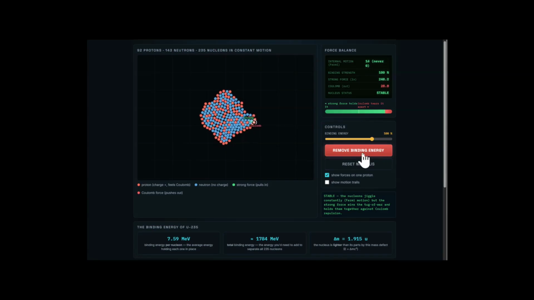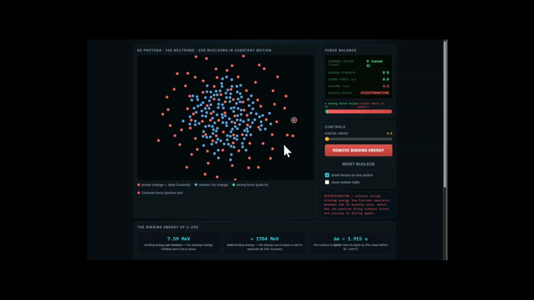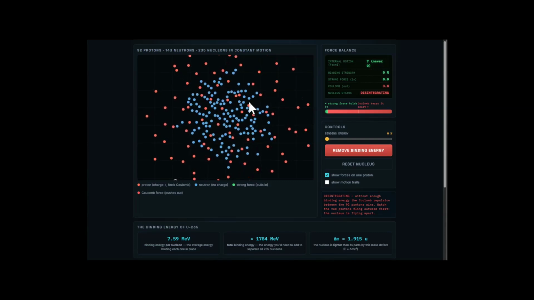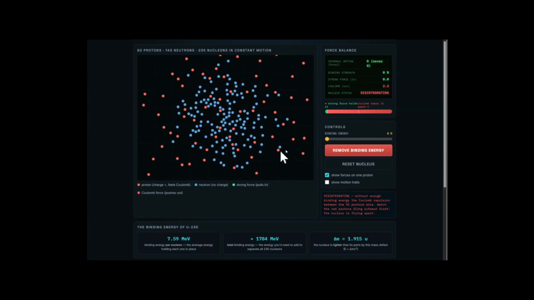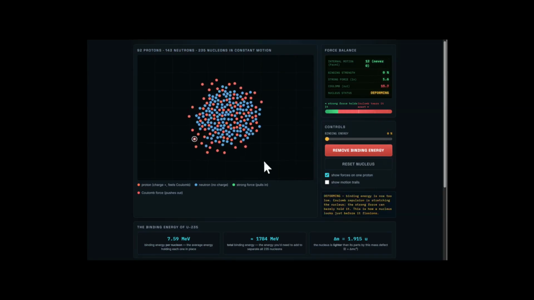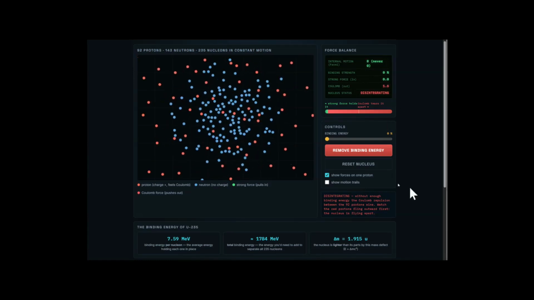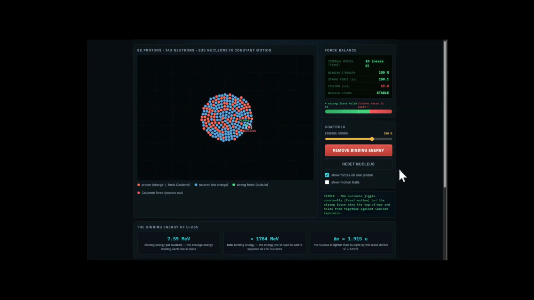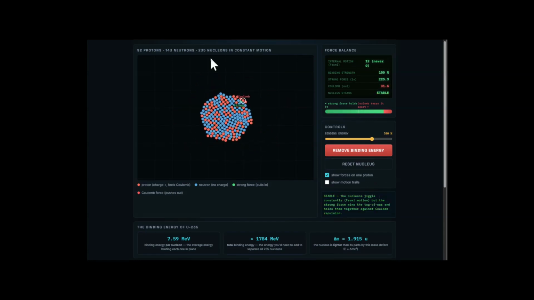So if we removed the binding energy, these protons here don't like each other and they're going to fly off. The red ones are the protons. Obviously we can't click our fingers and just remove all of the binding energy, but without it, they are going to fly apart like that. It just looks kind of cool, I think. It's disintegrating. So once again, we reset it. We apply all of that binding energy, we remove it, and if we reapply that binding energy to bring it back together, it's going to look like that.